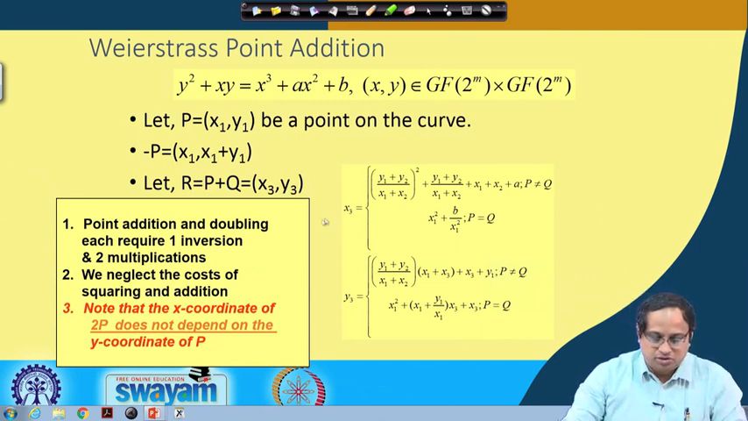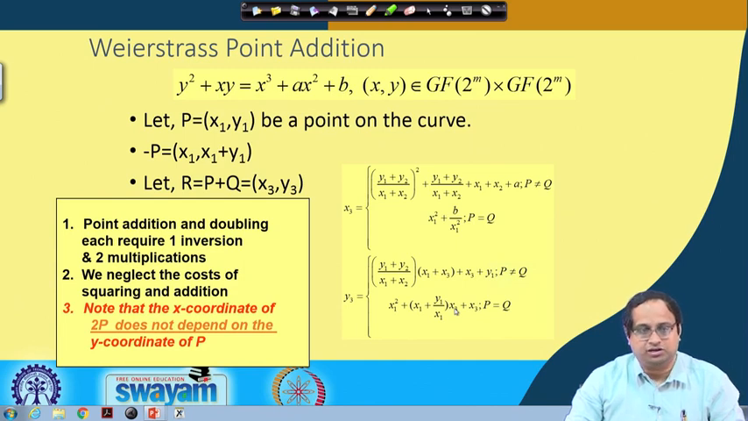Before I go into that, you can observe that point addition and doubling both require one inversion and two multiplications. For example, here I need to calculate 1 by x 1, that is one inversion, and I need to perform two multiplications. Why? Because I have to multiply by y 1, that is one multiplication, and also I need to multiply with x 3, that is my second multiplication.